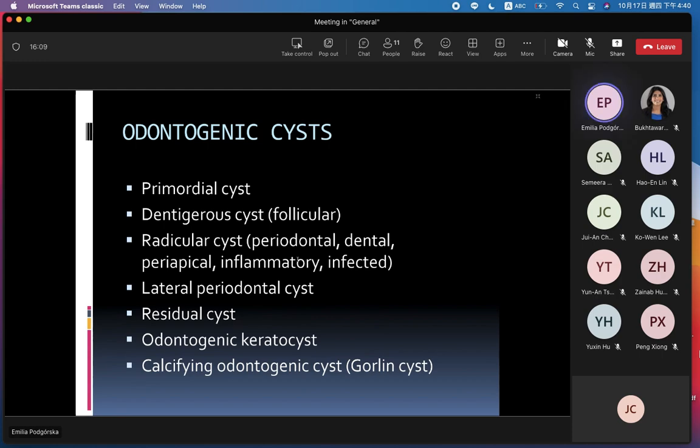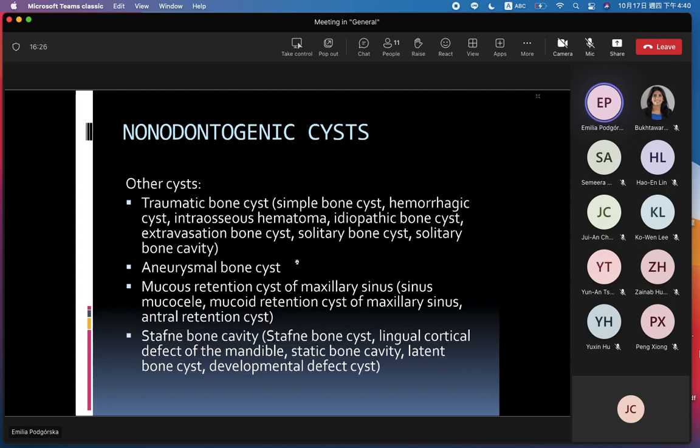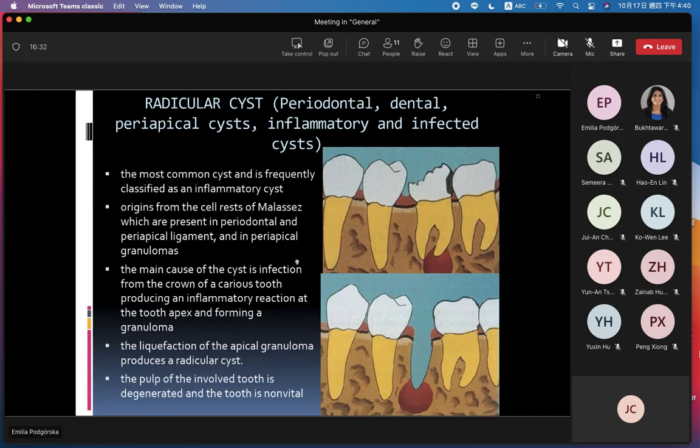Now we will talk about odontogenic cysts. This I've already read, so we will skip it. And we will start from radicular cyst.